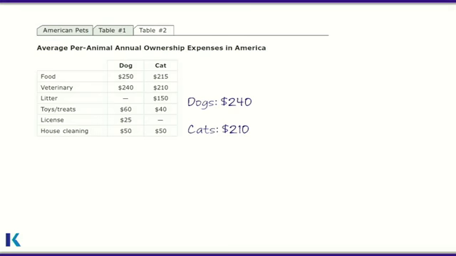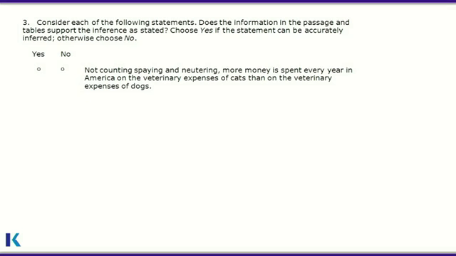But even though dogs cost more, there are a greater number of cats. You can figure out which total is greater by multiplying $240 per dog by 78 million dogs and $210 per cat by 86 million cats. But it's even more effective to think proportionally. The ratio of 240 to 210 can be reduced, resulting in a ratio of dog costs to cat costs of 8 to 7.